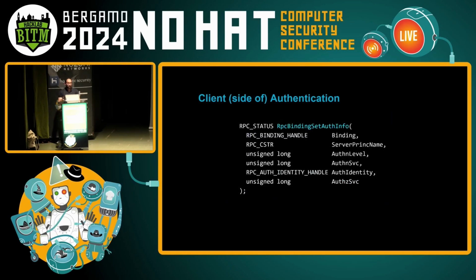On the client side, the clients that wish to have authentication during the calls and the binding have to call a specific function called binding set auth info. Inside, we can have the binding handle, which represents the RPC session between the client and the server. And we also have the authentication service, which is the protocol like Kerberos or NTLM, and the auth identity structure, which contains information about the credentials themselves that they must acquire.